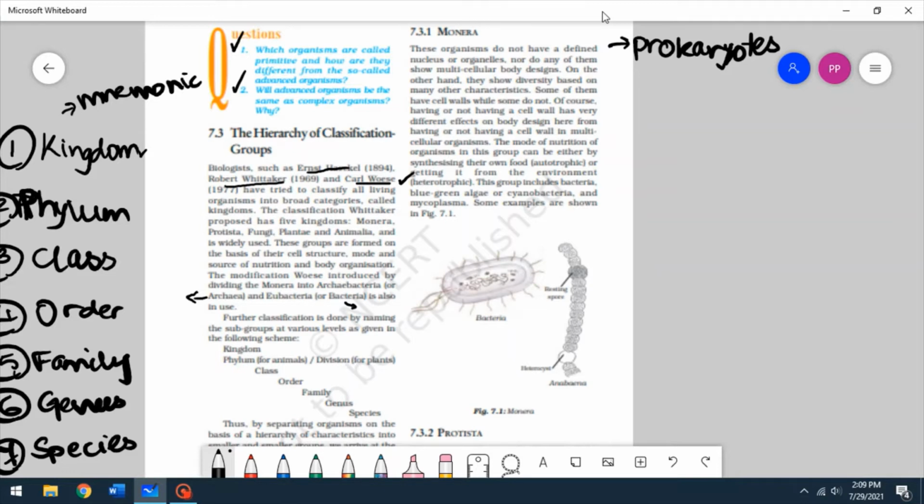Alright, so the mode of nutrition of organisms in this group can be either by synthesizing their own food or getting it from the environment. So the difference between autotrophic and heterotrophic is also one way of classifying among Monera. Some examples would be bacteria, blue-green algae or cyanobacteria. That's one organism. They have two names. And mycoplasma. So this is Anabaena, this is bacteria, and they're all examples of the Monera kingdom.